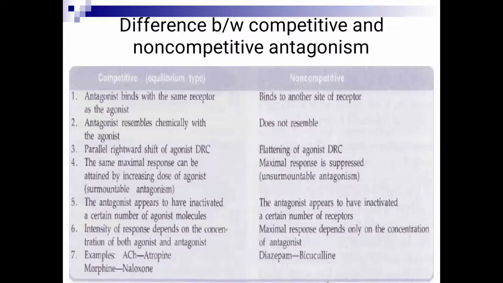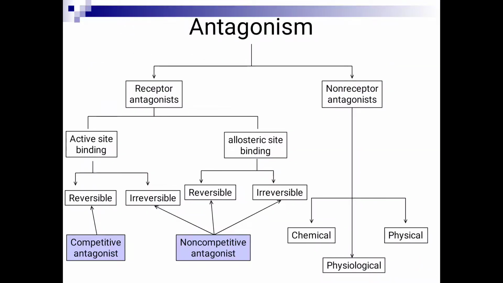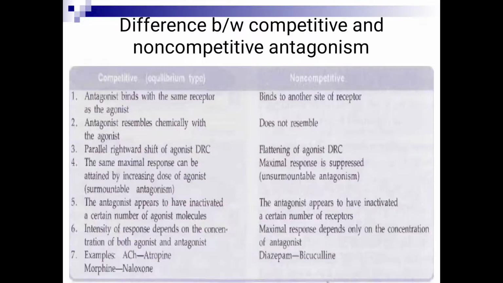Okay, now what is the difference between competitive antagonist and non-competitive antagonist? Generally, in competitive antagonist, the antagonist binds reversibly to the active site. In non-competitive, it binds mainly to the allosteric site. What is the difference? Competitive antagonism, or equilibrium type of antagonism, versus non-competitive antagonism.